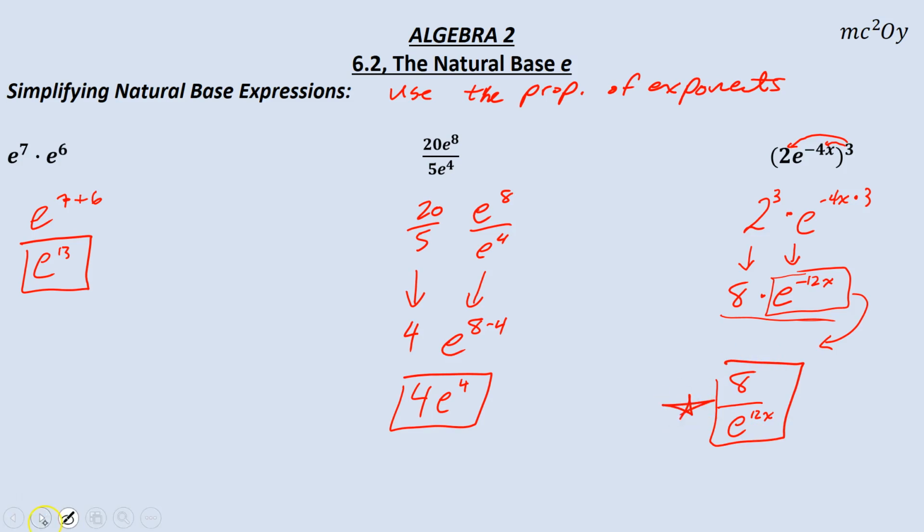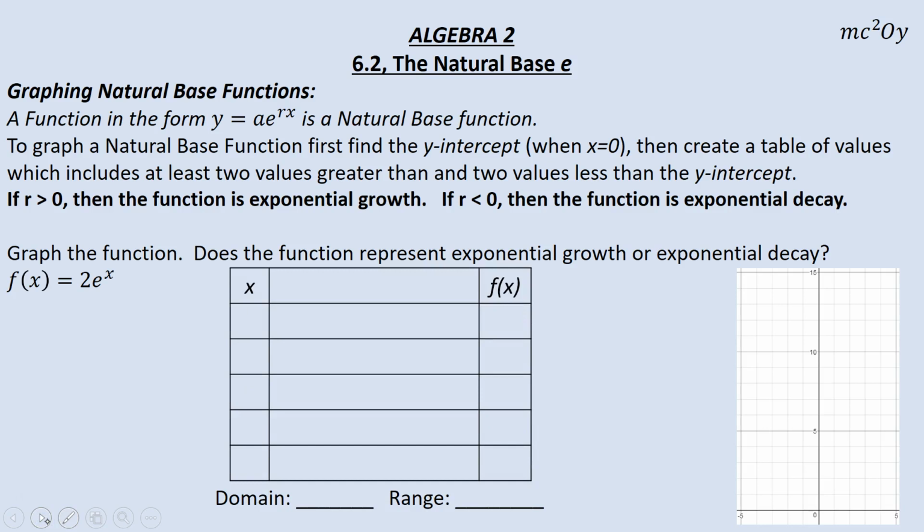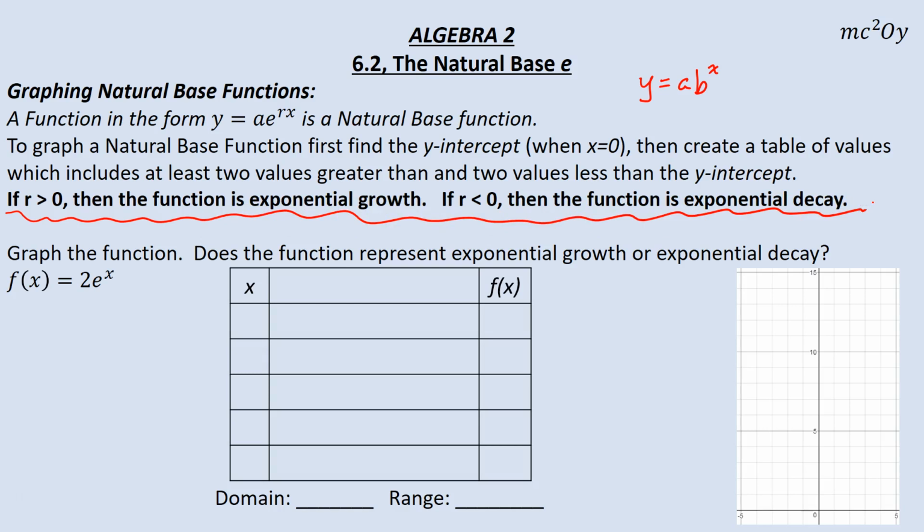All right. Okay, well, let's go ahead and look at some graphs here. We're graphing these. It's a bit different notation, but the function in the form y equals a times E to the rx is a natural base formula. The natural base function. Notice r is up in the power position, just like it was in the PERT formula. To graph the natural base function, first find the y-intercept, which is the same as graphing. You think back to y equals a, b to the x, we're graphing it the same way. It's just really when we want to know if it's growth or decay, we have to look at r, okay? And r is in our power position, all right?